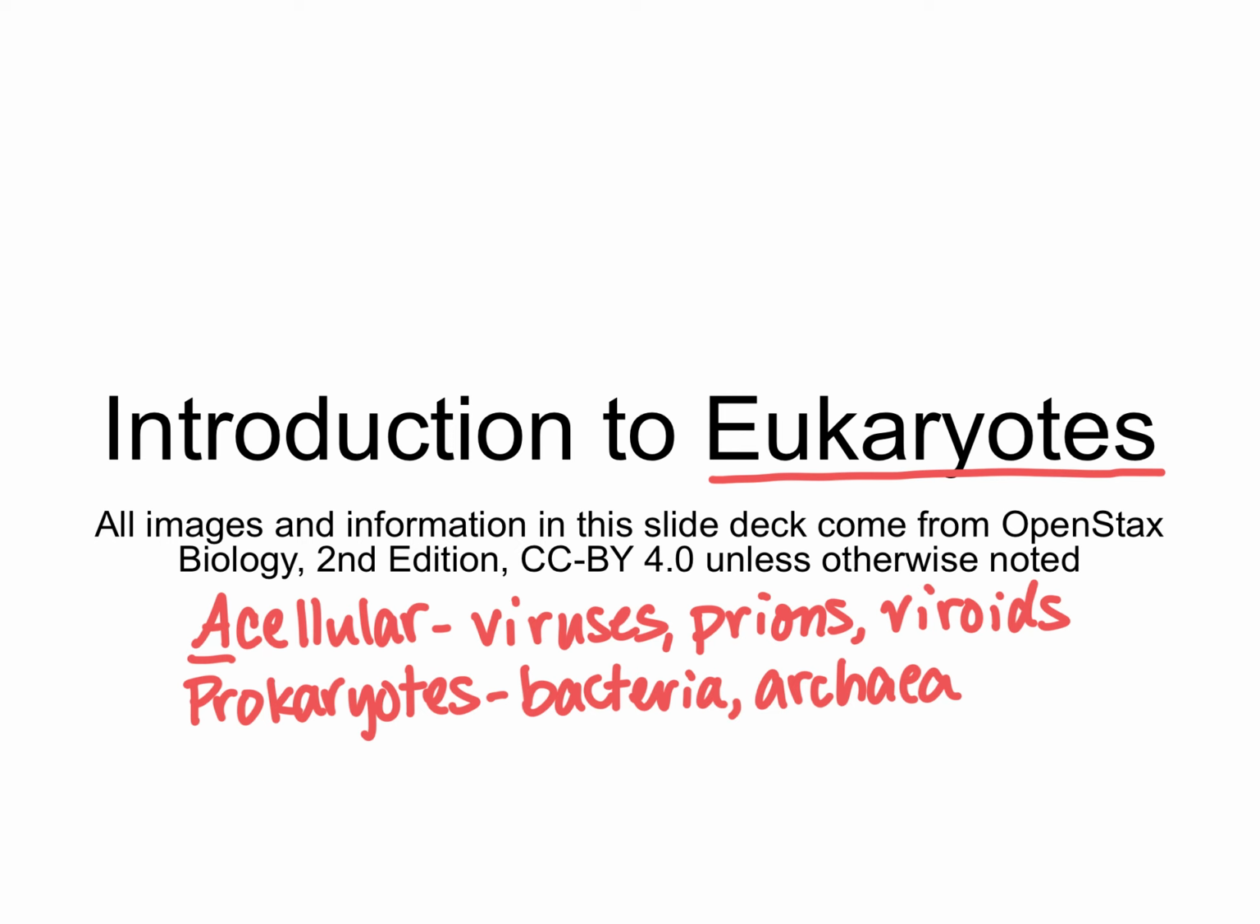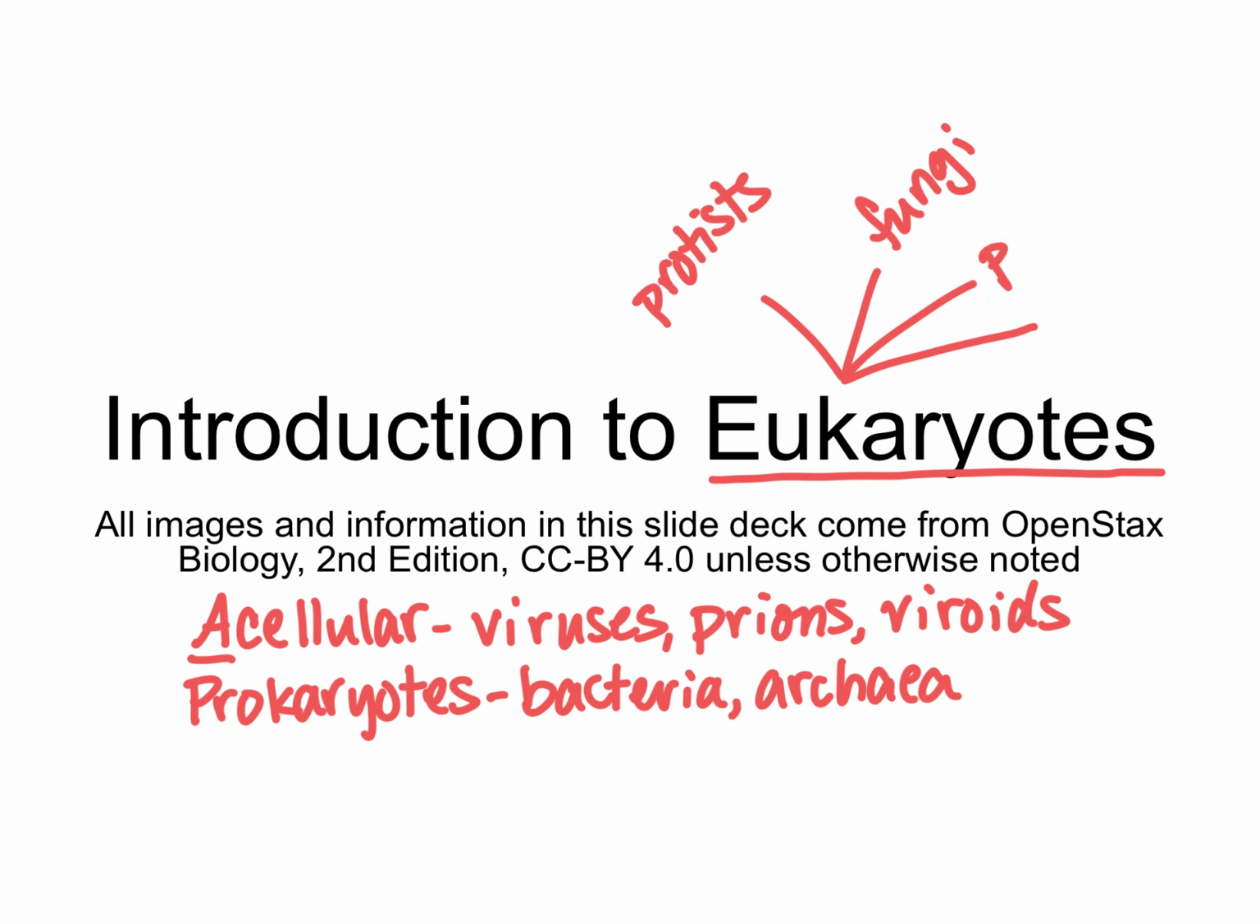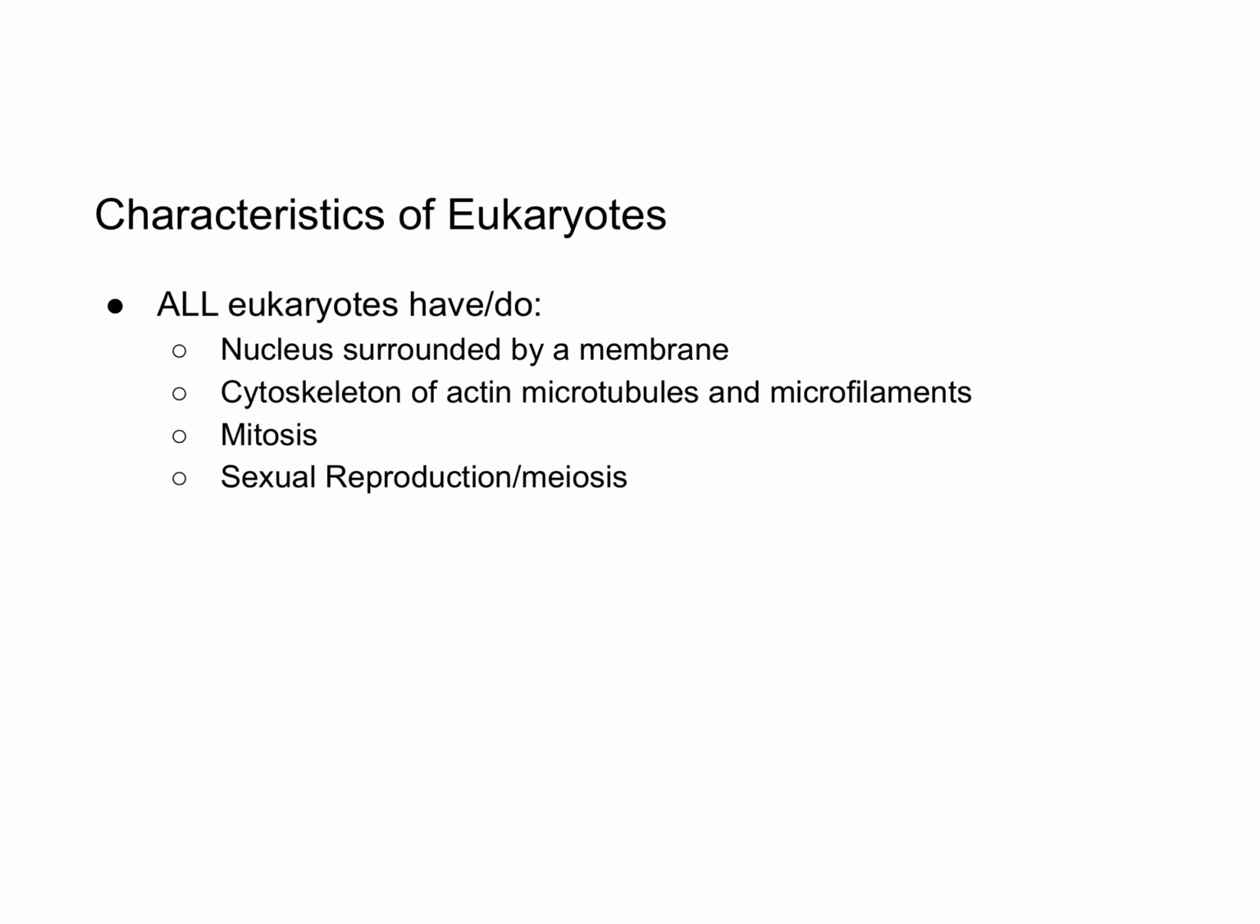And the eukaryotes, we're going to be talking about them for really the rest of the semester. And we're going to be looking at 4 different kingdoms of the eukaryotes. So we're going to look at protists, fungi, plants, and animals. So first, let's take a look at the characteristics of eukaryotes.